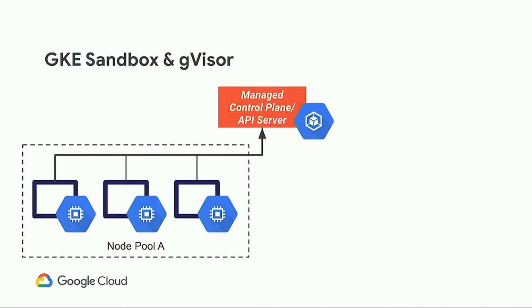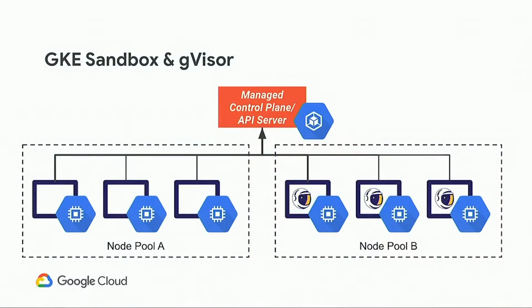So that's gVisor itself. How does that fit into GKE Sandbox and GKE? With GKE, we provide a managed control plane, an API server, and then each of the nodes in the cluster is a GCE VM, and you can arrange those in node pools. A node pool is a group of servers, or worker nodes, in your cluster that have the same configurations, the same machine type and things like that. And you can have multiple node pools in your cluster.